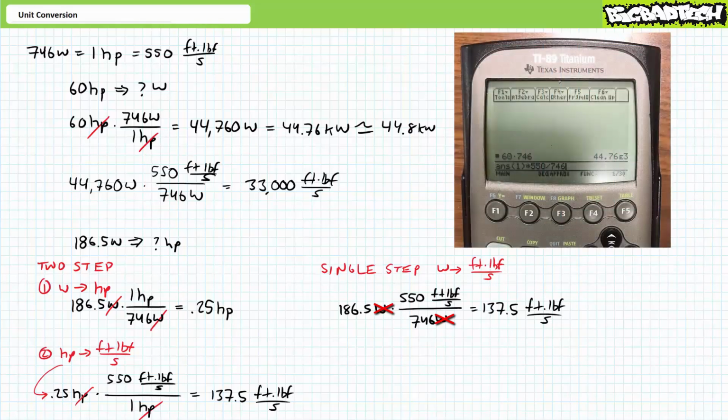550 foot-pounds force per second over 746 watts is 1. Enter 44.76 EE3, or better yet, use the previous results. This will save you from re-entering data. Notice you've got to use the unrounded entry 44.76 E3, not the rounded answer 44.8 E3. You must use the complete unrounded entry for the most accurate results. Multiply this by 550, divided by 746. Press enter. The calculator says 33 E3.